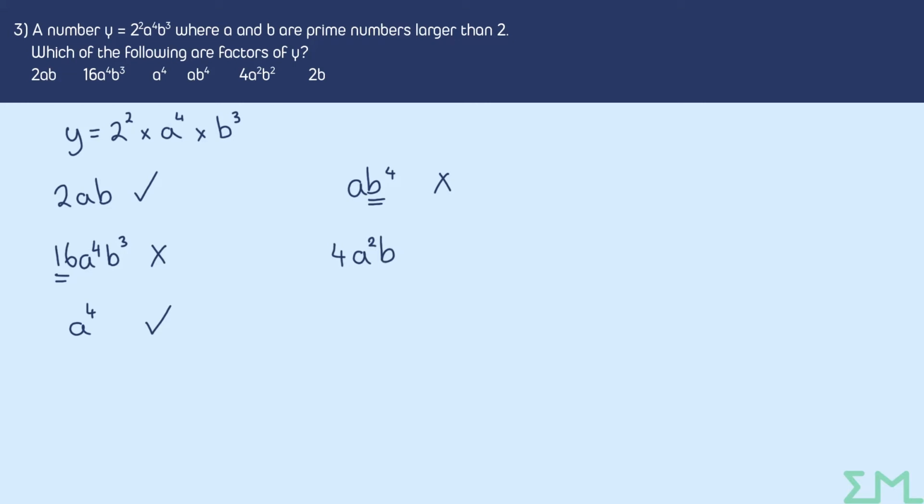4a squared b squared. Well, the 4 is fine because we've got 2 times 2 from our prime factorization. A squared, yep, that's all good because we have 4. And b squared is also fine because it's less than the b cubed. So this one will be a factor of y. Finally, 2b. 2 is fine and the b is fine. They are both less than or equal to the amount of prime numbers that we have in our prime factorization. So it turns out that only 2 of these are not factors of y. This one because it is actually larger than the value of y. And this one over here because it has too many of the prime factor b.